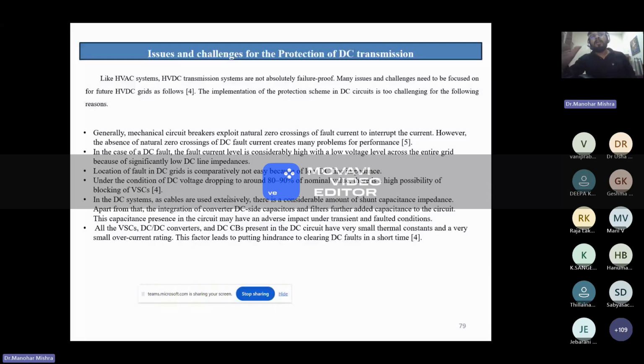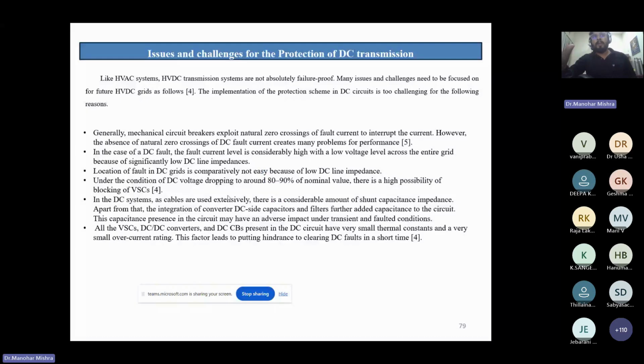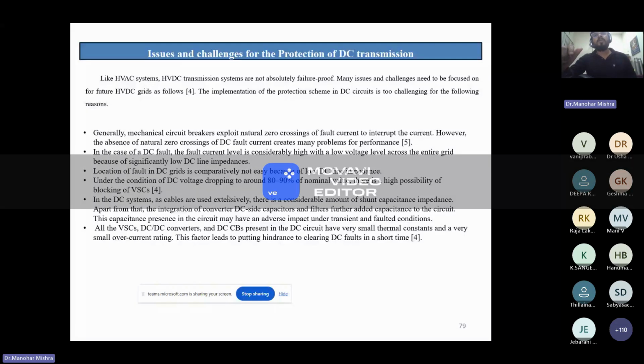Then again, fault location in a DC grid is not easy because of low line impedance. And under some conditions the voltage may drop to 80 to 90% of the nominal value, and this is due to the blocking of the converter. So these are different challenges which make protection systems difficult to apply.